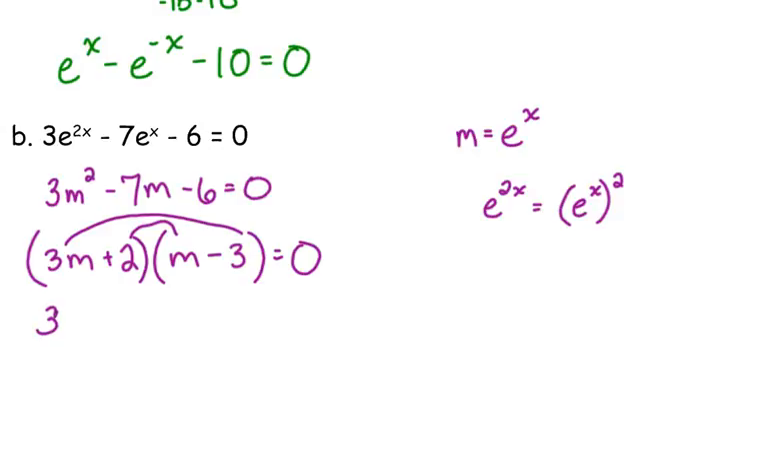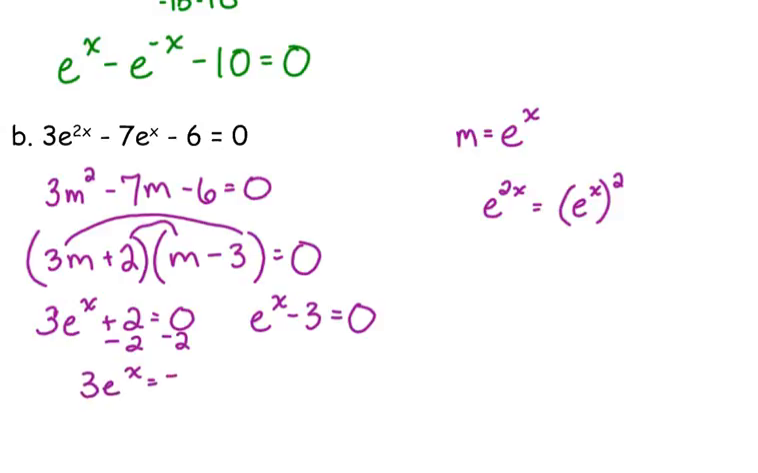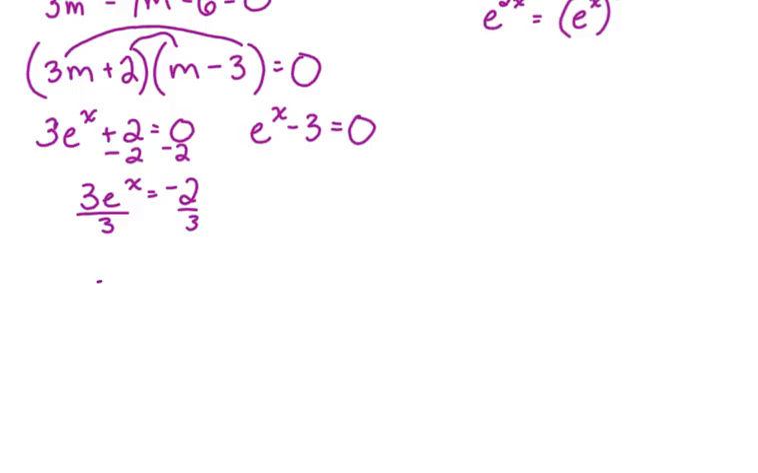So now, remember when we got to this point, we plugged the original function back in there, so that's 3e to the x plus 2 is equal to 0, and e to the x minus 3 is equal to 0. Okay, we've got to isolate the e's, so minus 2, 3e to the x is equal to negative 2, divide by 3.